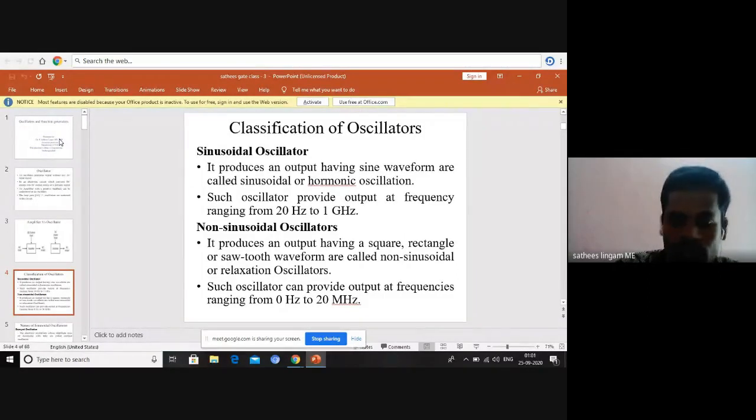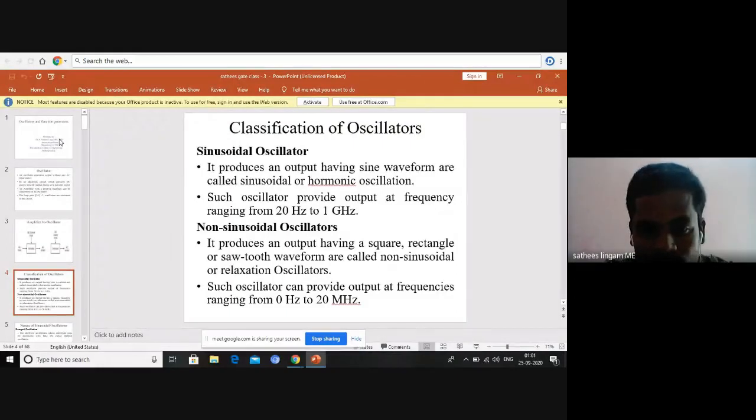It provides output frequency ranging from 0 Hz to 20 megahertz. So the main question will be about the non-sinusoidal oscillator, maybe its frequency range, or what is the other name given for it. It is the relaxation oscillator.